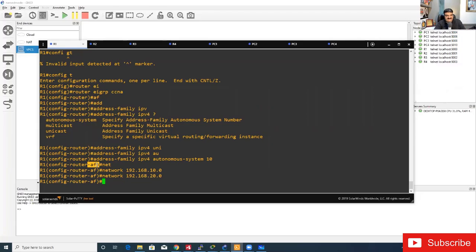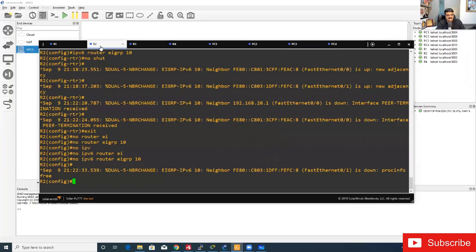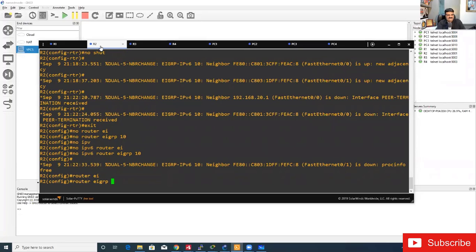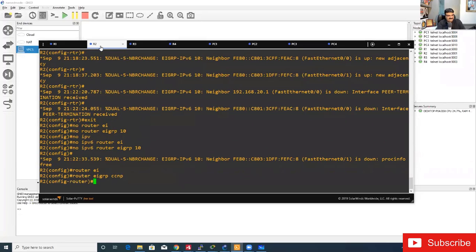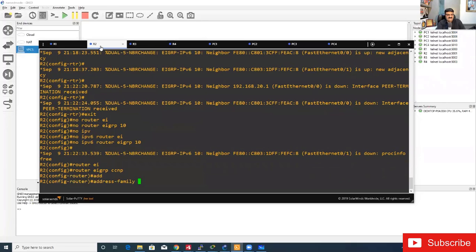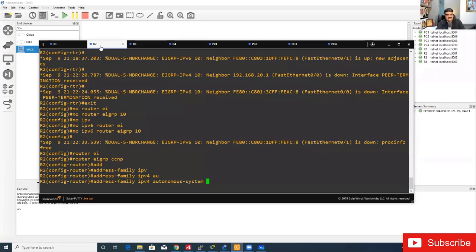Okay, and it has many advantages, but right now I'm short of time. So what I'm doing right now, I will just explain how to configure. Then we will talk about it later, like tomorrow. 15 minutes we will spend on EIGRP name mode. Now in router R2, router EIGRP, and if you want to give a different name like CCNP, okay, now address family IPv4 and autonomous system number. Now it must be the same as my neighbor, right?